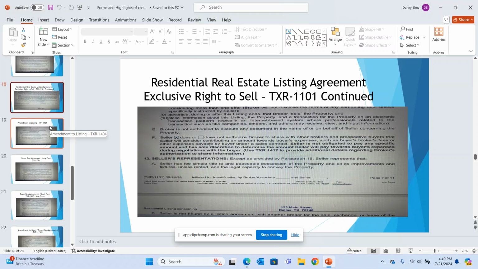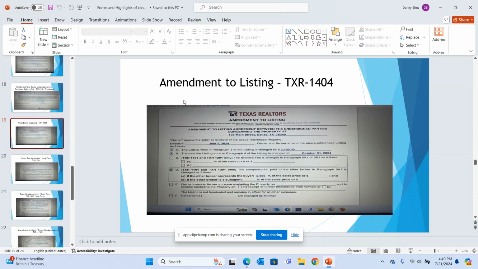The next document we'll discuss, still from the listing side, is the Amendment to Listing, TXR 1404. You've probably used this amendment in the past. For example, your listing's about to expire, you need to extend it. Okay. Or perhaps you're having to drop the price of the house or the lease. In this example, I gave the listing price in paragraph 3 of the listing is changed to $2,400 just to throw in that this does affect leases as well. Okay. And I put in paragraph B a new date that it extends it to.